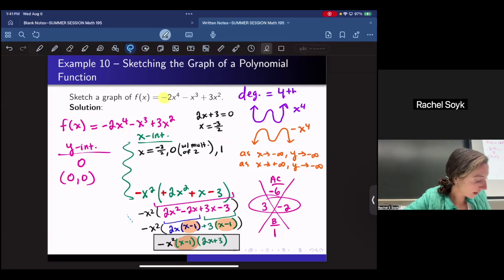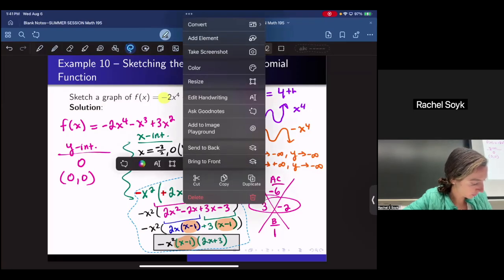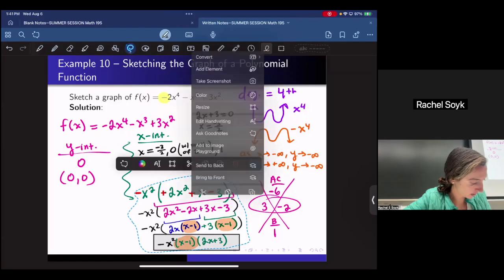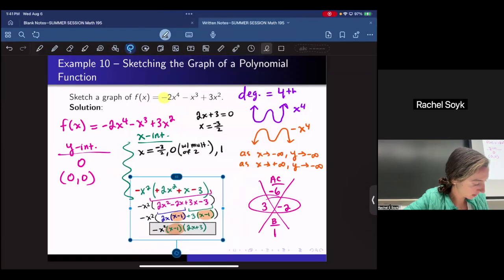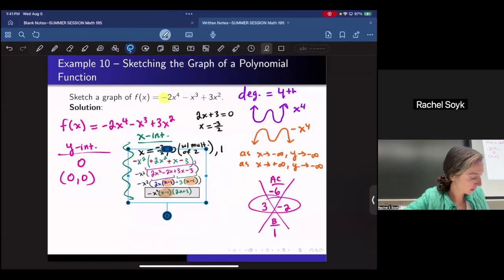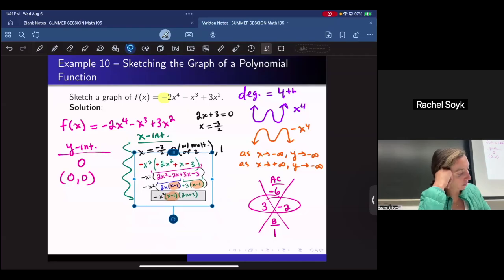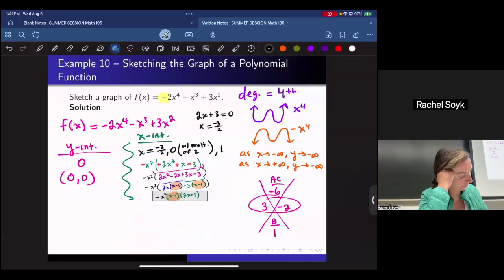And so now we have everything we need in order to sketch out our graph. I'm just going to shrink this so that we have some more space, and then I'll put the graph right below.